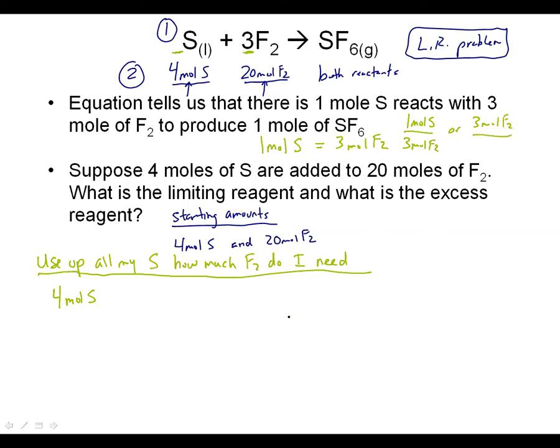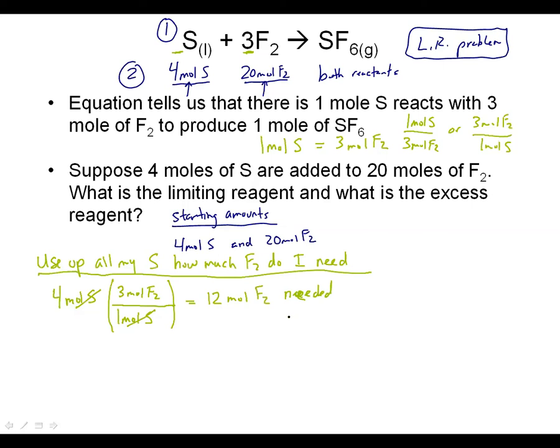So our 3 moles of F2 over 1 mole of sulfur. Now we want to get rid of the sulfur in this calculation. So we're going to put 1 mole of sulfur on the bottom and 3 moles of F2 on top. The moles of sulfur will cancel, and that will tell us we need 12 moles of F2. So what that calculation says is I need to put in there 12 moles of F2 if I want to use up 100% of all the sulfur.